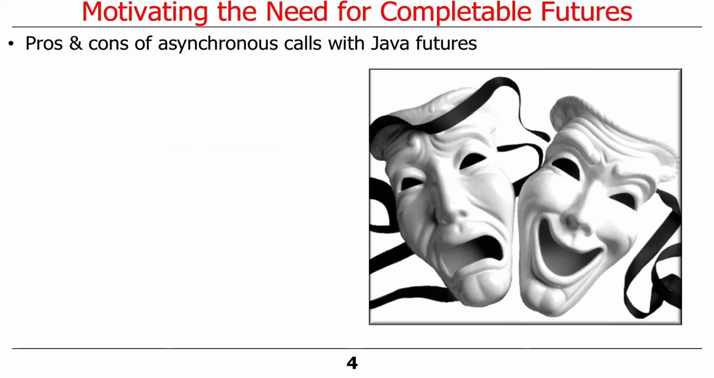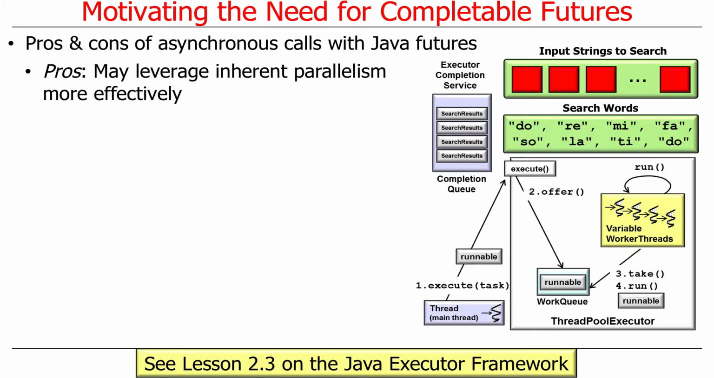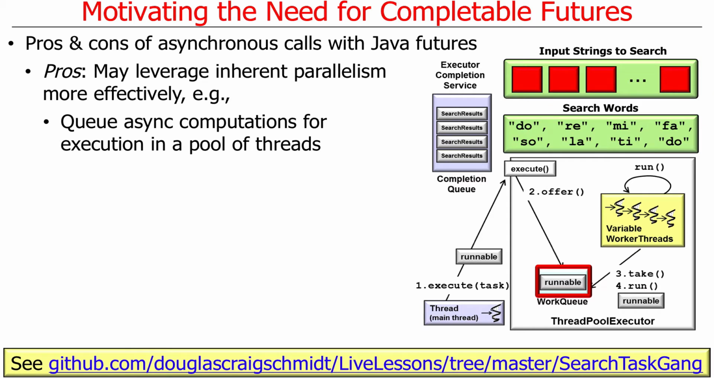So let's talk first about the pros and cons of using classic Java futures to do asynchronous operations. There are some good things about them relative to purely blocking operations. One is that they can potentially leverage inherent parallelism a little bit better. And there's a neat feature in Java 7 and 5, the earlier versions before Java 8, called the executor completion service. There's an example you can go look at that illustrates how to use the executor completion service to do searches for phrases in a large corpus of words.